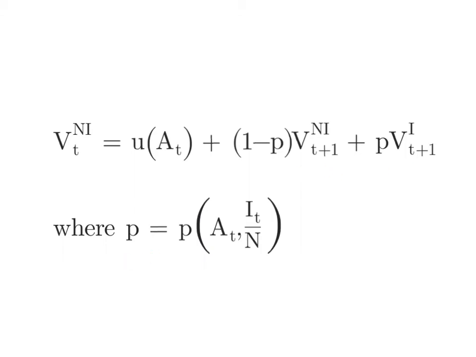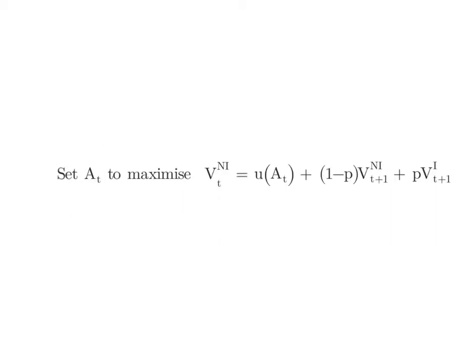And the probability depends on both the social activity and the proportion of the population who are infected today. Now, the individual is going to take this proportion as given. They're going to be small relative to the population, so they will just take the number of infected people as a proportion of the population as given, and they will be choosing their level of social activity A_t today. So an individual will set their level of social activity today to maximise their discounted present value of utility, which is just the equation we have here.